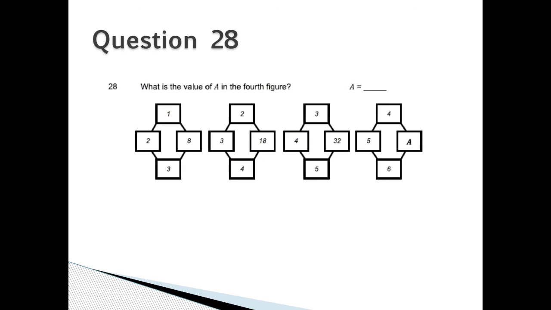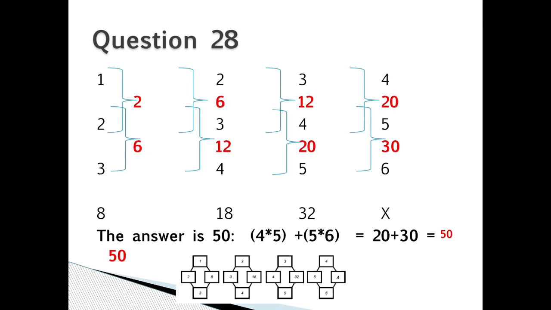What is the value of A in the fourth figure? The answer is 50. You need to understand the pattern that is going on, which is 1 times 2 is 2. 2 times 3 is 6. 6 plus 2 is 8. 2 times 3 is 6. 3 times 4 is 12. 6 plus 12 is 18. 3 times 4 is 12. 4 times 5 is 20. 12 plus 20 is 32.